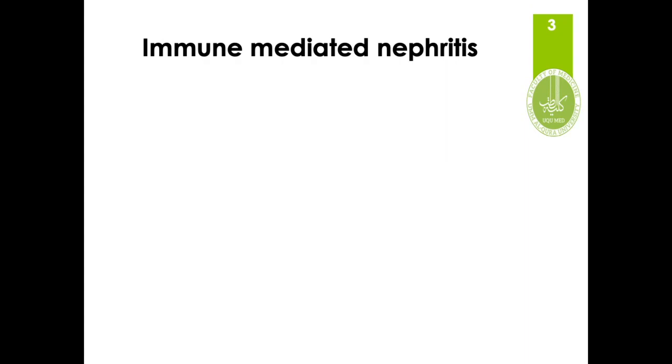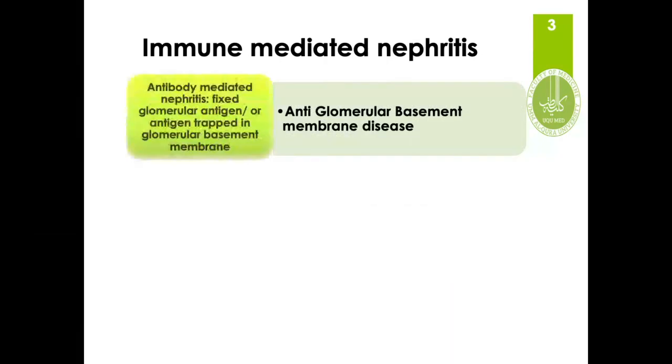Now, nephritis, first of all, is the inflammation of the nephrons, and in most glomerulonephritis the underlying mechanism is immune mediated. There are three proposed classification methods: either there is a fixed glomerular antigen, or the antigen is trapped in the glomerular basement membrane. The example of this is, of course, anti-glomerular basement membrane disease.